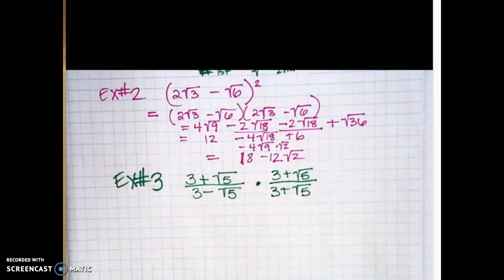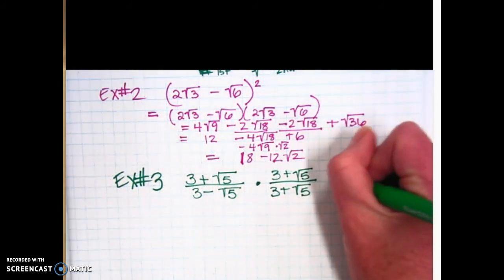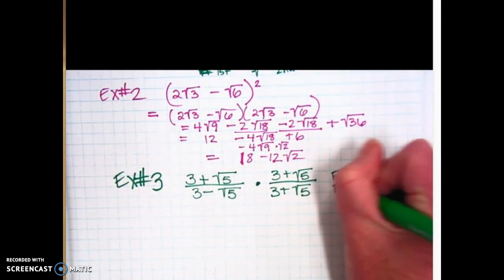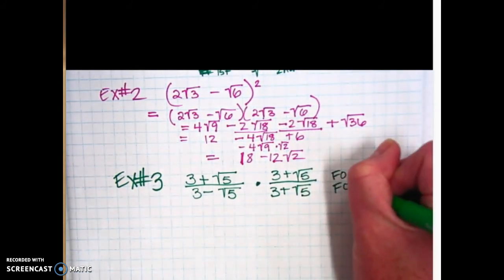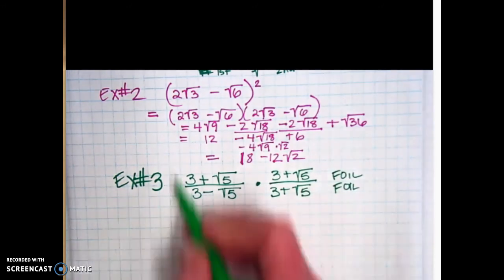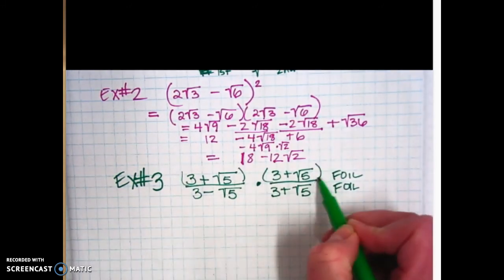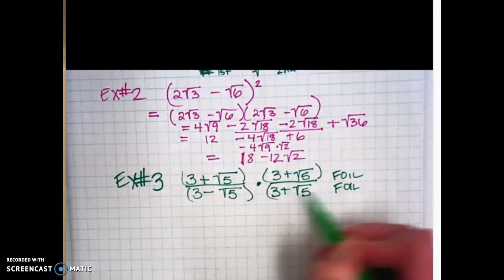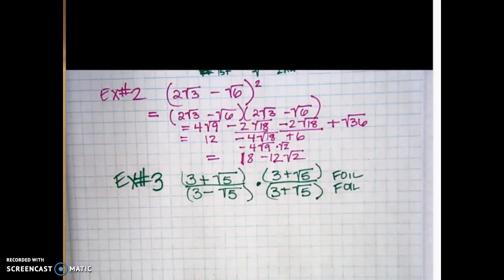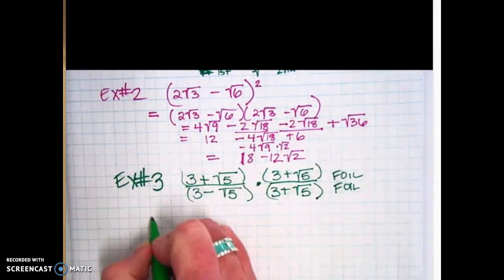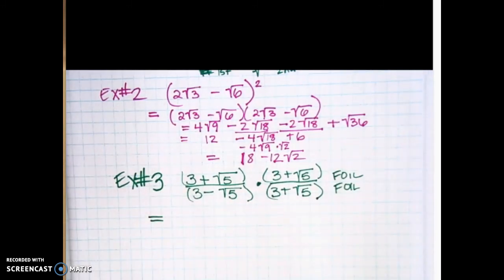So guess what you have to do twice? Foil twice. You have to foil the numerators. You have to foil the denominators. I wrote foil. Okay, because this is your binomial times your binomial, and this is your binomial times your binomial. All right, so let's do the numerators first.